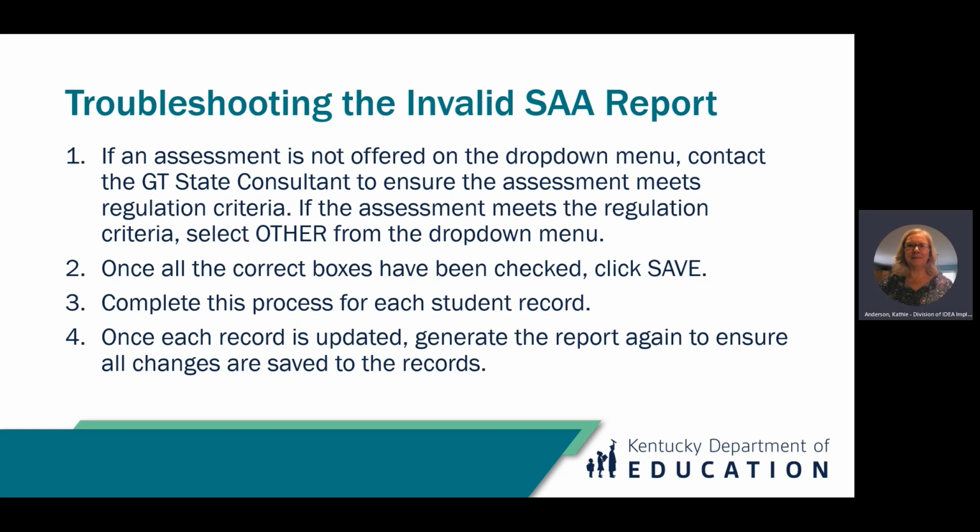If an assessment is not offered on the drop-down menu, contact the GT state consultant to ensure the assessment meets the regulation criteria. If the assessment meets the regulation criteria, select Other from the drop-down menu. Once all the correct boxes have been checked, click Save. Complete this process for each student. Once each record is updated, generate the report again to ensure all changes are saved to the records and that there are no longer any errors on the report.